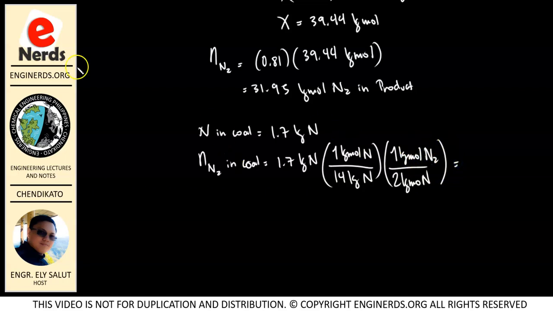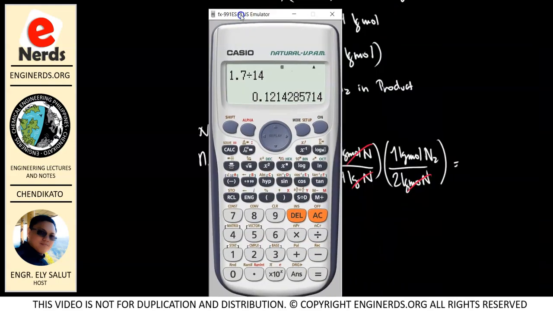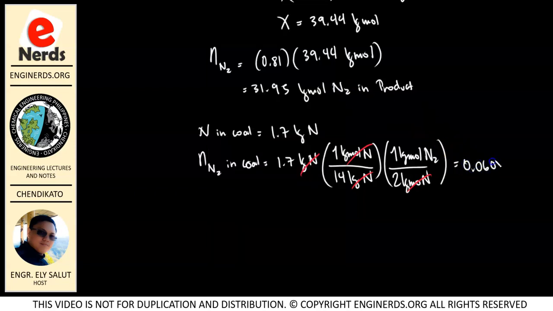Okay, so, check natin yung ating mga units. Okay, this will be cancelled out. So, maiwan is kilogram mole ng N2. Okay, so, to solve this, we have 1.7 divided by 14 and then divided by 2. Okay, so we have 2 here. So, divided by 2. So, we have 0.0607 kilogram mole ng N2 sa coal. Okay, sa coal yan, no?